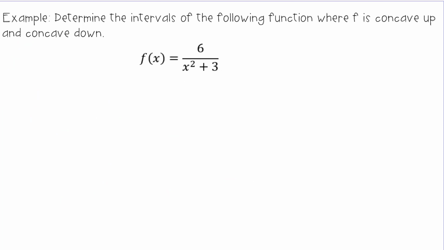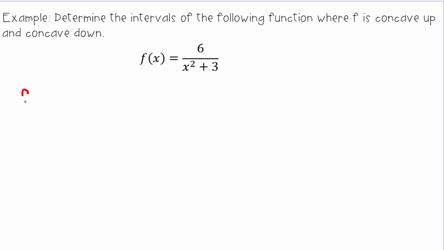So just to look at how we're going to figure out algebraically where f is concave up and concave down, what you need to do is find the second derivative. Once you've found the second derivative, you're going to go ahead and set it equal to 0 and figure out where it's undefined, just like we did when we used the first derivative test, and then we're going to make a number line for the second derivative.